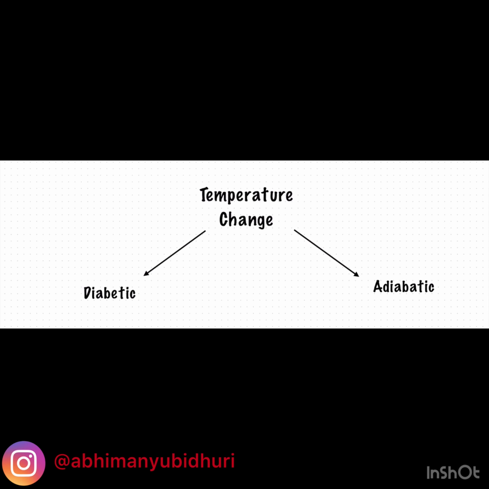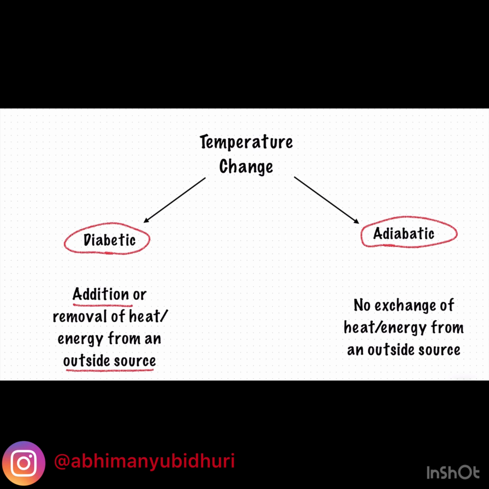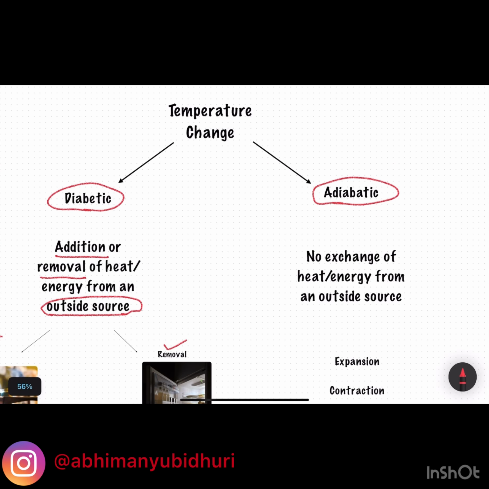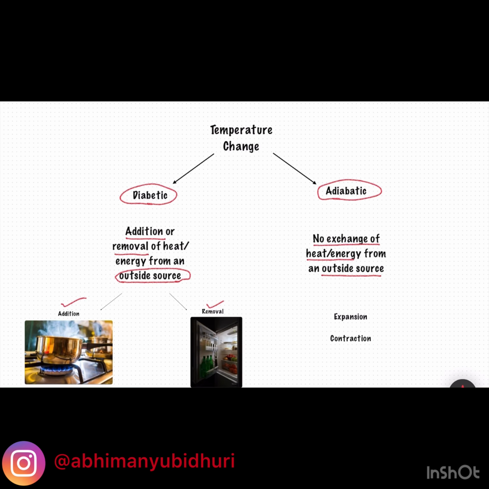There are two processes of temperature change: diabatic and adiabatic. In diabatic, there is addition or removal of heat or energy from an outside or external source. For example, cooking on a stove and keeping things in the refrigerator. On the other hand, in adiabatic process, there is no exchange of heat or energy from any outside source. Simply put, the change in temperature takes place only because of expansion and contraction.